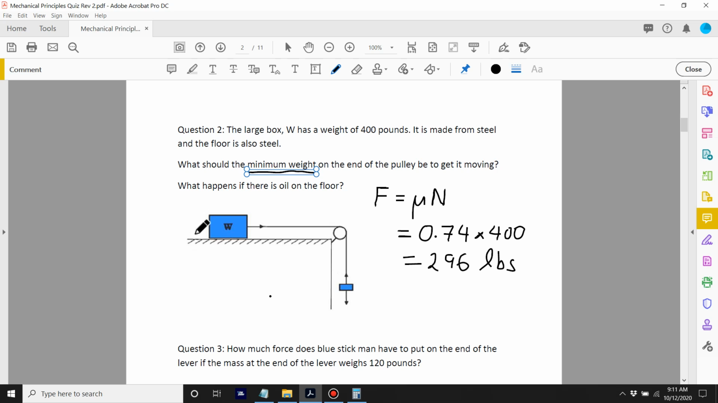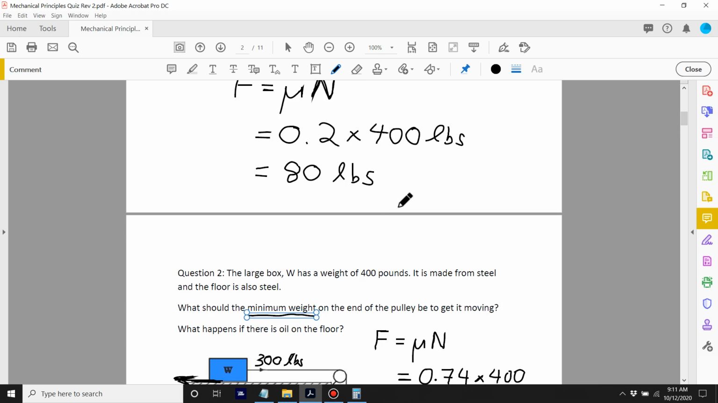So the weight of this block is going to cause a static friction in that direction against the rope of 296 pounds. We need roughly about 300 pounds pulling in this direction to even get that block to move.